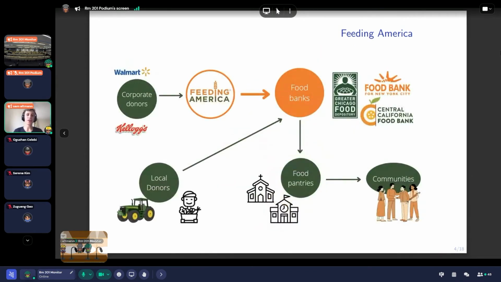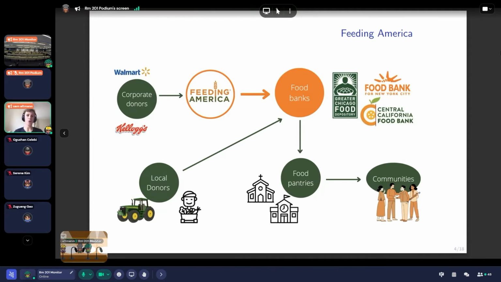The way that the system works is that Feeding America will receive a donation of cornflakes, and they have to decide which of their food banks to send this food to. These food banks then send this food on to food pantries, local churches and community centres that then directly distribute this food in the community. They also receive food from these local donors, local farms, and grocery shops.